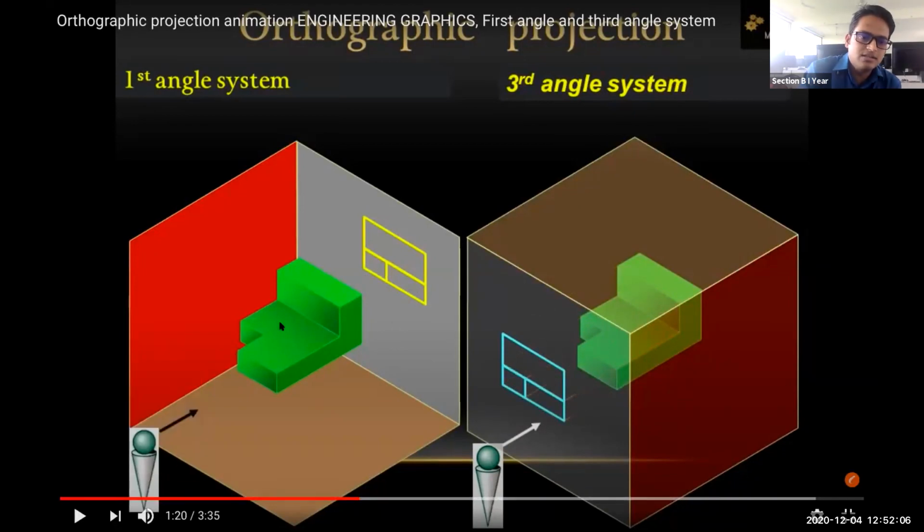So here you can see this is your object, this is your observer, and here you are getting the projections. Okay, and in the case of your third angle projection system, observer, then plane of projection, then your object is coming. Okay, and if this is not transparent, then you will not be able to see this projection. So for the case of third angle projection, this plane is transparent. However, in your first angle projection, it is not transparent. Okay, so let's continue with the video.